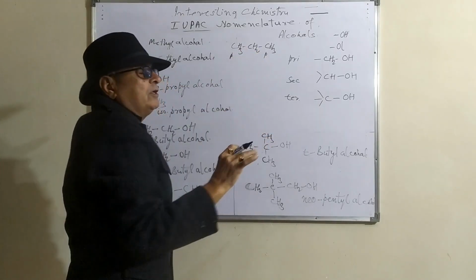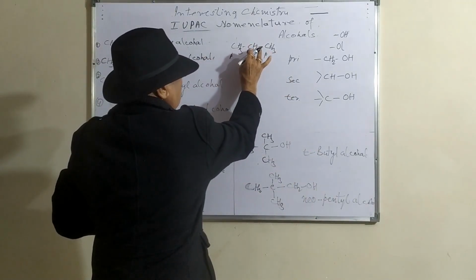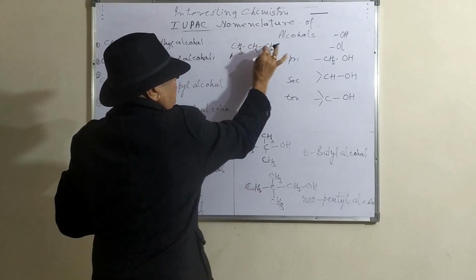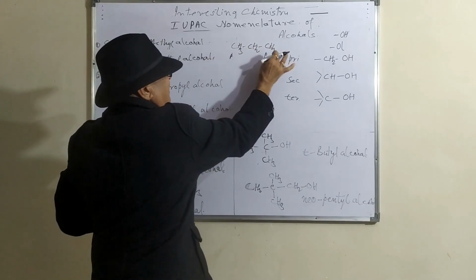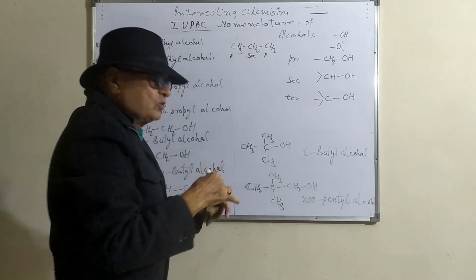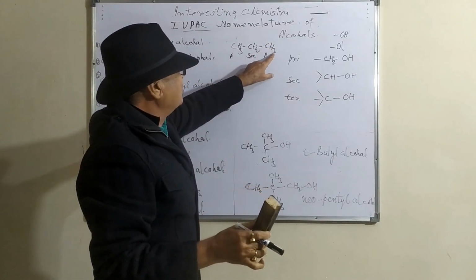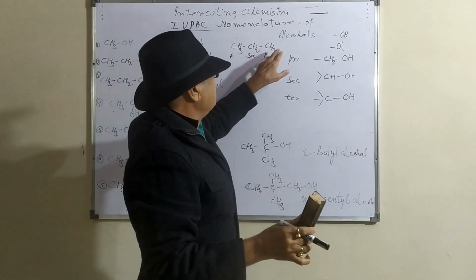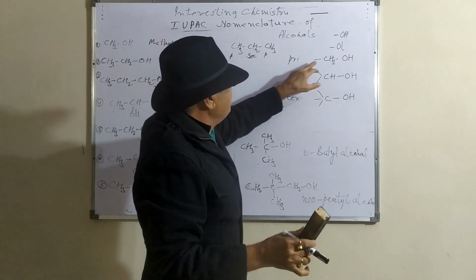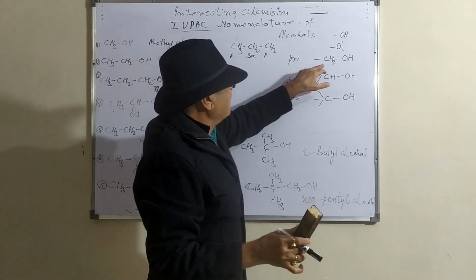But when the carbon is attached with two carbon atoms, out of the four valencies of the carbon, two are occupied by hydrogen and two are occupied by alkyl groups. So it will be secondary carbon atom. So in CH3, if I replace one hydrogen with OH, then it will be CH2OH. When this carbon is primary, it is primary alcohol.